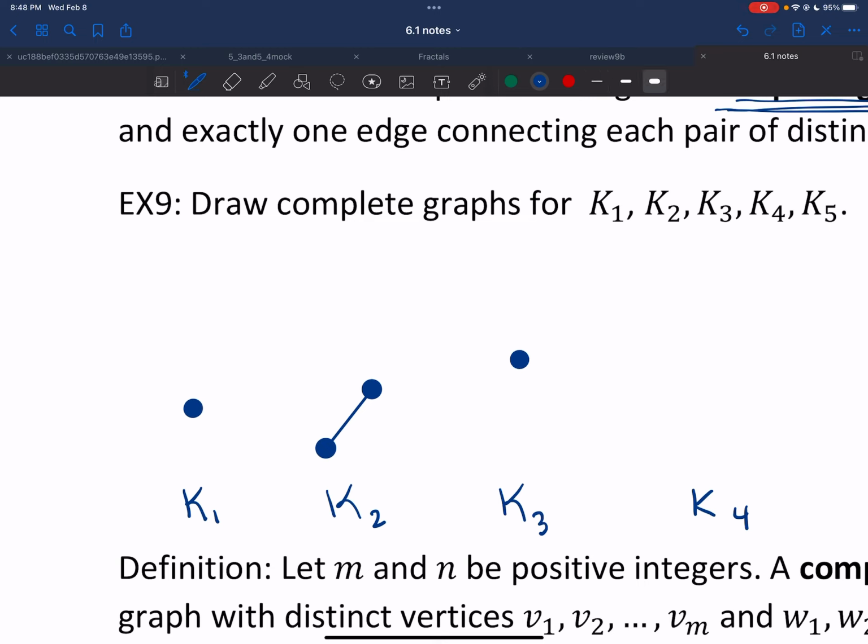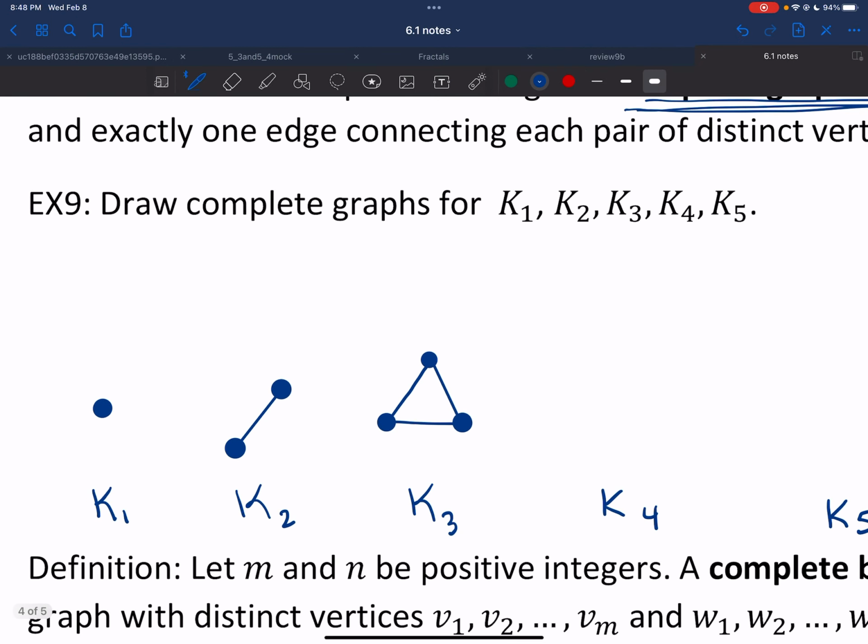Let's look at K3. That would have 1, 2, 3 vertices. And so that would be connected to this one, and then to this one. So you have all 3 vertices connected by an edge. Now let's look at 4. 1, 2, 3, 4.